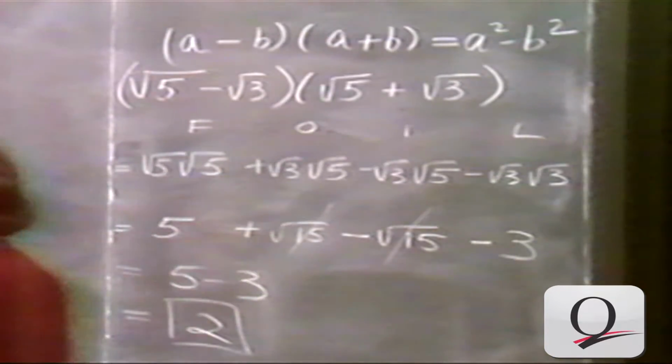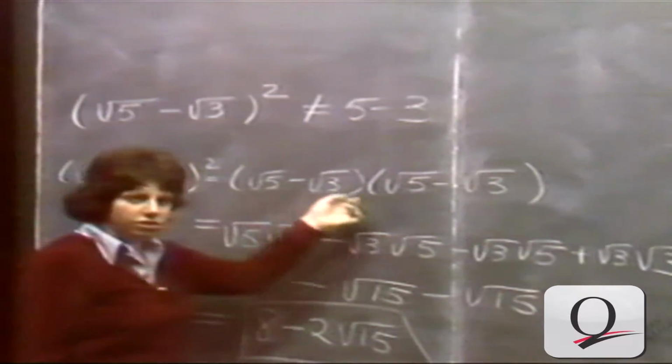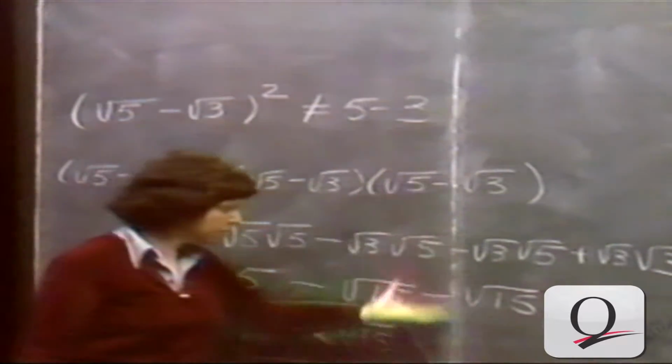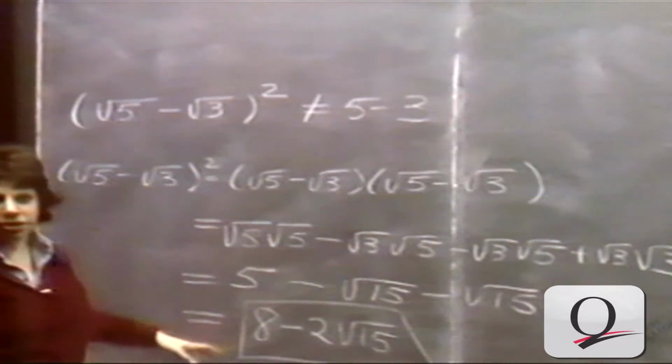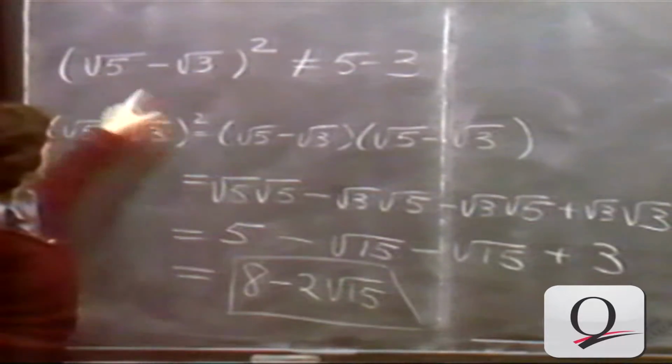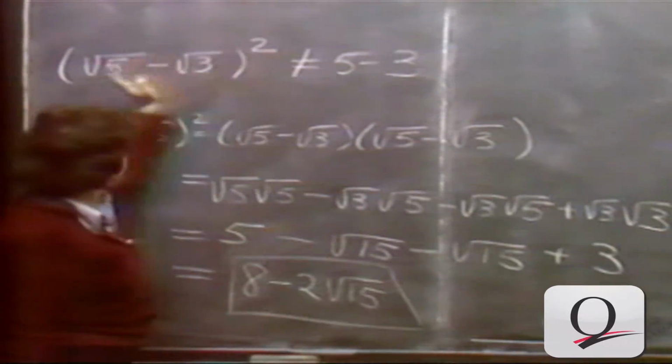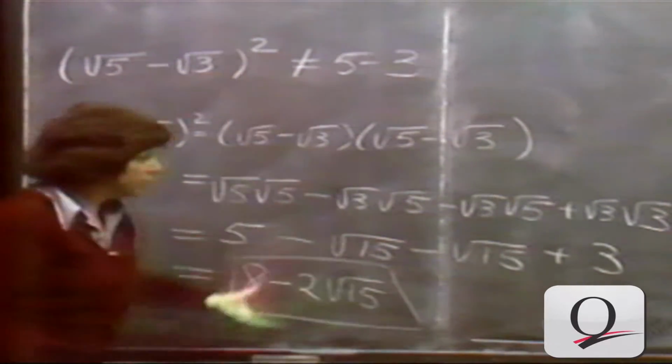Don't confuse that, however, with this. Here you had the difference times the difference, and this had to be multiplied out the long way, and we did not get 5 minus 3. You cannot just distribute this power all the way through. It must be done the long way.